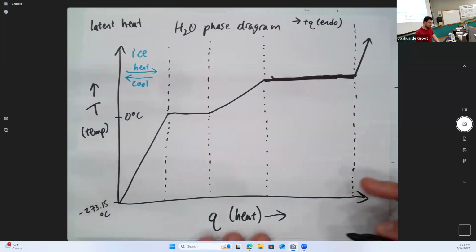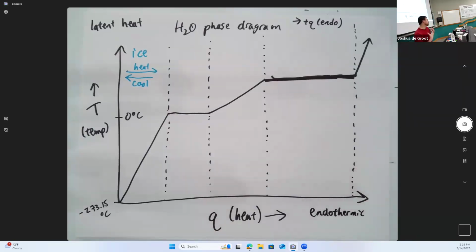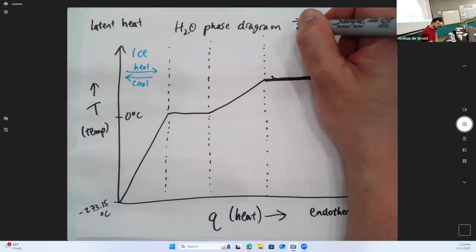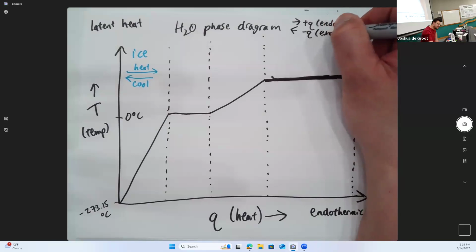Okay. If you've never seen or heard that word before, let me spell it out. Endothermic. Endo means internal. Thermic means heat. Okay. So that means you have something absorbing heat. You're going to have a positive Q. You have gained more heat energy than you started out with. If you're going in the other direction, you're going to have negative Q, which is called exothermic.